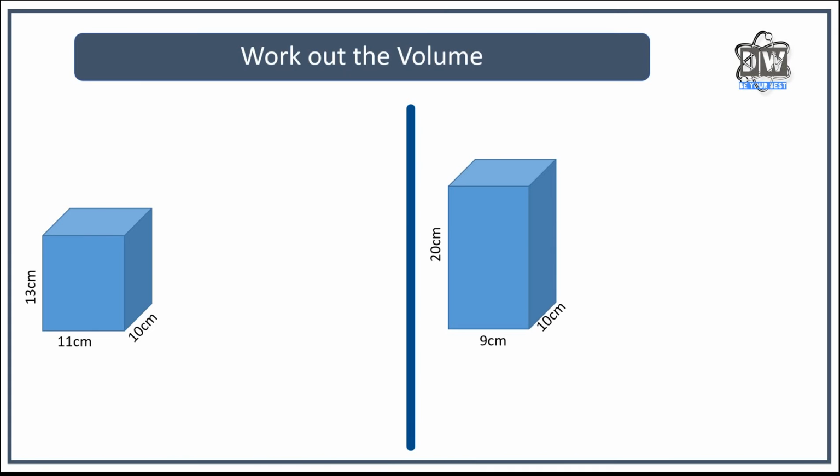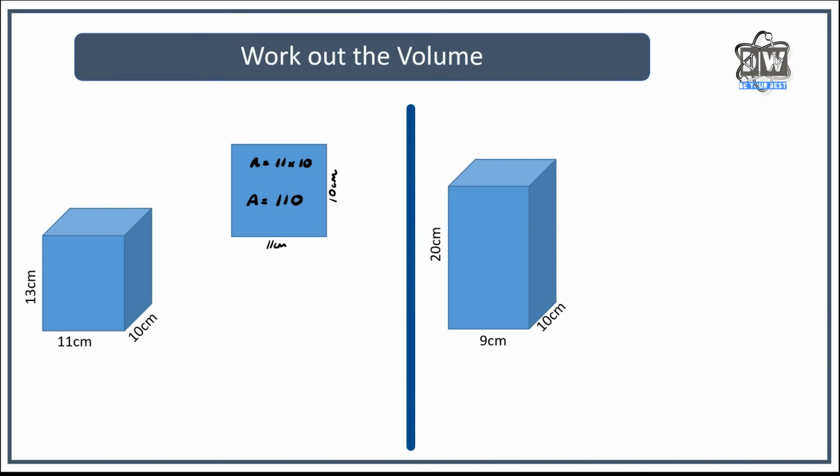So here we go. For the first one, we've got the base shape of 11 centimeters by 10 centimeters. So we're going to take those two and multiply them together. Remember, finding the area of the shape is base times height if we were looking at it just as a square. That's going to give us an area of 110 centimeters squared, but we're just going to leave it for now.